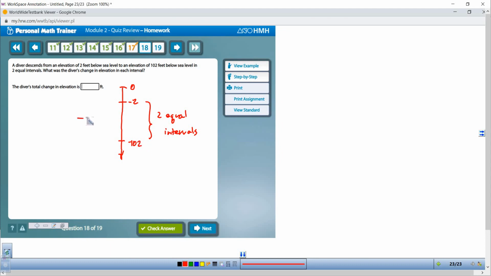This diver went down 100, right? Do you agree? From negative 2 to 102 is down 100. And if you divide that by 2, what do you get? You get negative 50. They were nice. They made the number nice and easy. All right, 100 divided by 2.